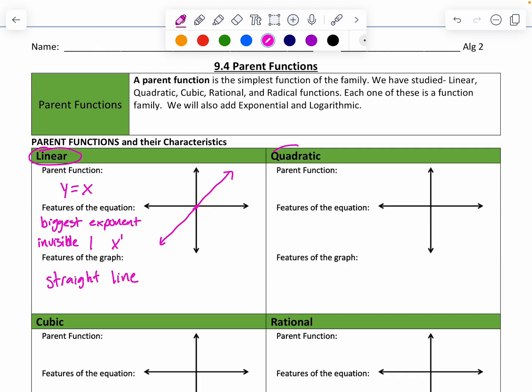Up next, we've got quadratics. You've also seen those multiple times in your math career. That is when you have y equals x squared. You know it's a quadratic if the biggest exponent is a 2. The parent function graph is going to have a point at the origin, and then it's a U facing upwards. That U can be transformed to go down or up, but it originally faces up, and that's its parent function. So features of the graph, it has a U shape.